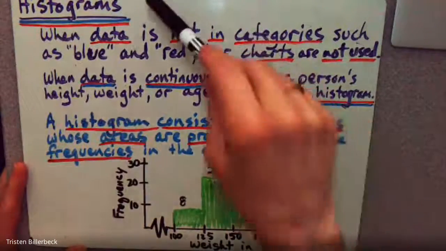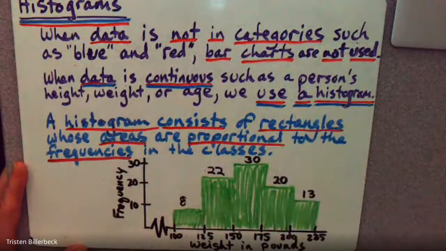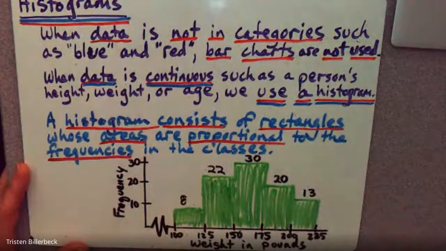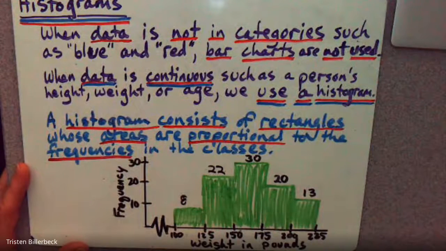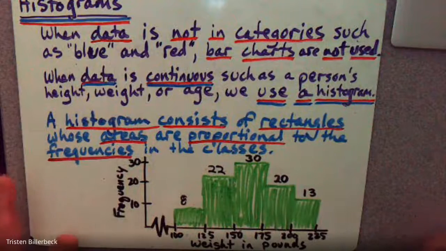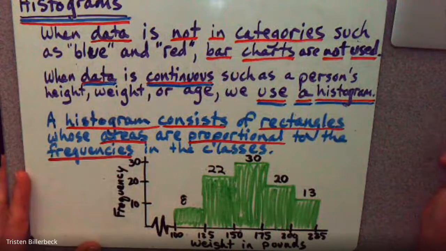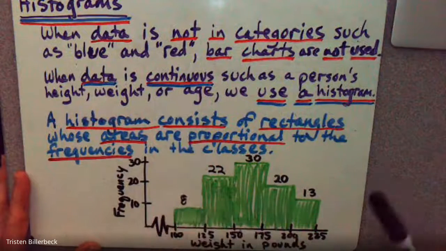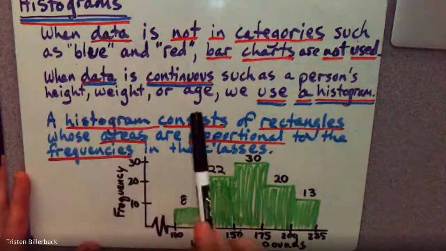So histograms are very, very similar to bar graphs. But bar graphs, again, are used for classes of data that are individual, like colors, like blue, green, red, and types of candy bars, Milky Way, Snickers, Babe Ruth, Nestle's Crunch, things like that. Those are classes that are very separate, and we would use a bar graph. But when we're using a histogram, we would use that for continuous data, such as a person's height, weight, or age.